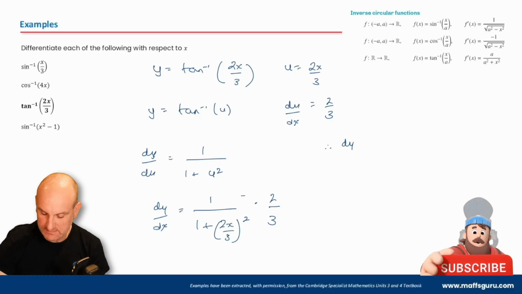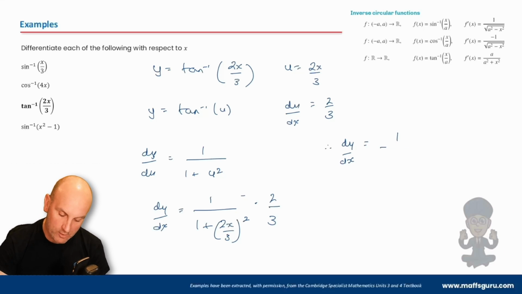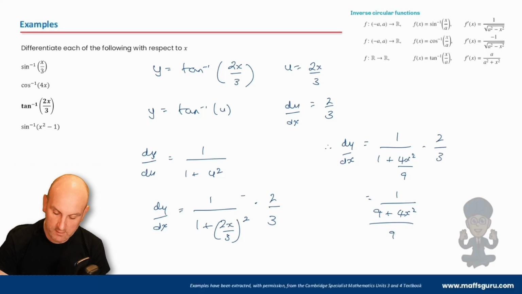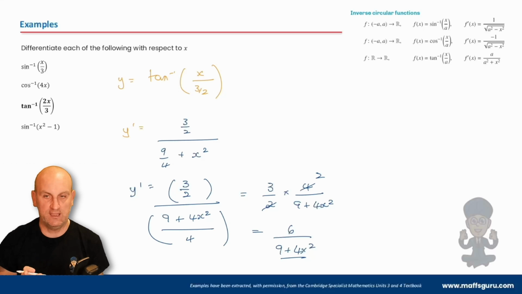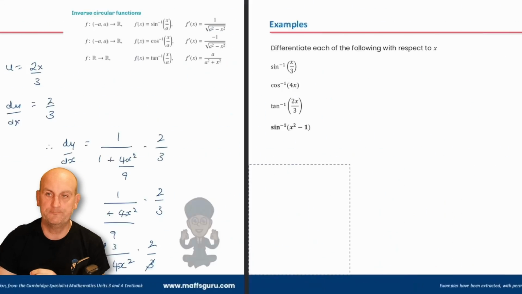So we got that dy by dx is going to be equal to 1 on 1 plus 4x squared on 9 times by 2/3, which is going to give me 1 on 9 plus 4x squared all on 9 times 2/3, which is going to give me 9 on 9 plus 4x squared times 2/3. That's going to go in there 3 times. 2 times 3 is going to give me 6, and I'm not going to finish writing that. Now, I don't know about you, but that seemed to be a little nicer than that. Same answer, but anyway. Right, next one.